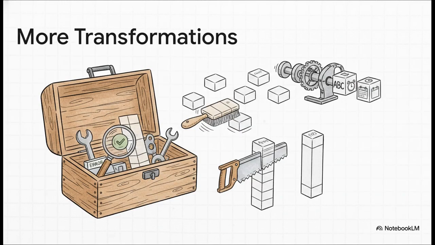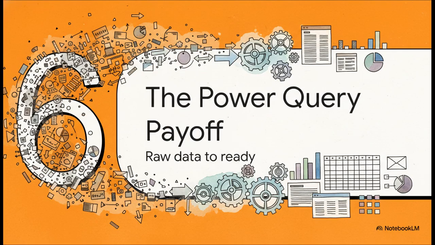And really, we are just scratching the surface. Look at this list. These are just a few of the other powerful things you can do with a click. Get rid of blank rows, remove all the duplicates, change a column from text to a number, split one column into two. The list goes on and on. Okay, so you've done all this clicking and transforming. What's the point? What's the big payoff? Let's talk about how we get from this raw data to being ready for analysis.